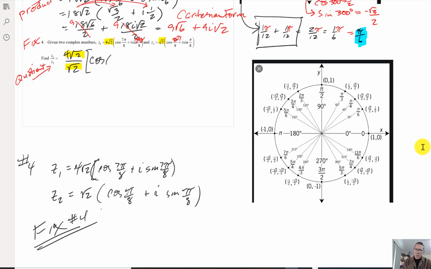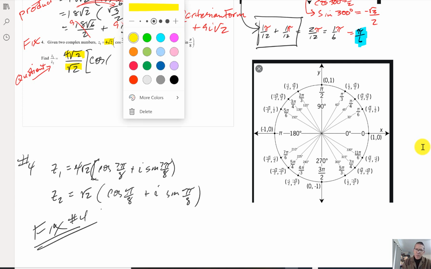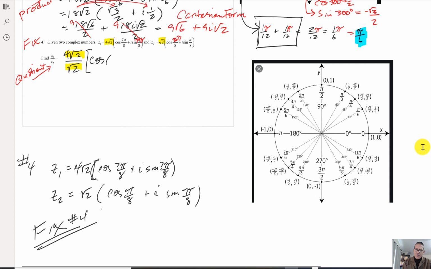I want to take these polar angles. Let me highlight them in blue now like I did before. The first angle is 7 pi over 8, and the second angle is pi over 8. You're going to subtract these polar angles, or you can say arguments. Some teachers like to use that word, but it's a polar angle, it's the same thing.